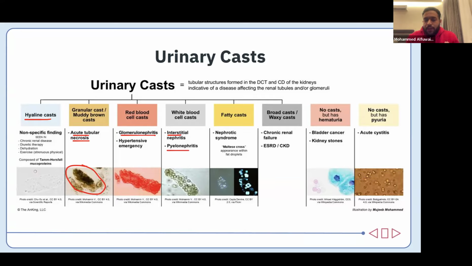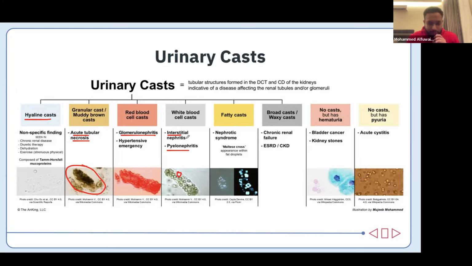Now, more specifically, if you see these WBC casts plus eosinophils in the cast itself, what type of nephritis is occurring in this patient? Do you know? Acute interstitial nephritis or acute tubulointerstitial nephritis. Excellent. I'll talk about this later.